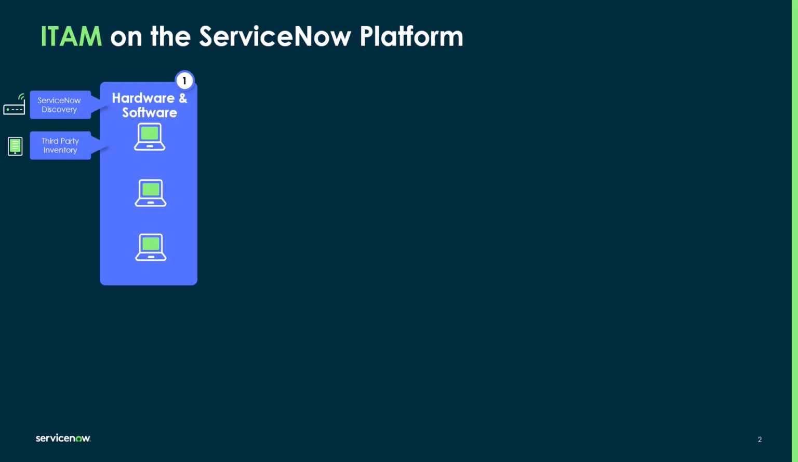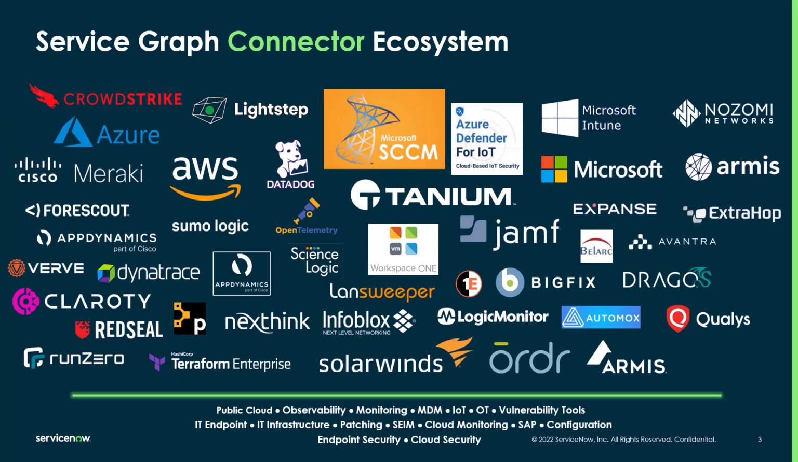We can also use third-party inventory. That refers to investments already made by customers in network monitoring, systems management, security, and other monitoring tools. Popular examples of these include Microsoft Intune and Microsoft SCCM, also known as Endpoint Manager. A more extensive list of connectors that we have on the ServiceNow store is available here.